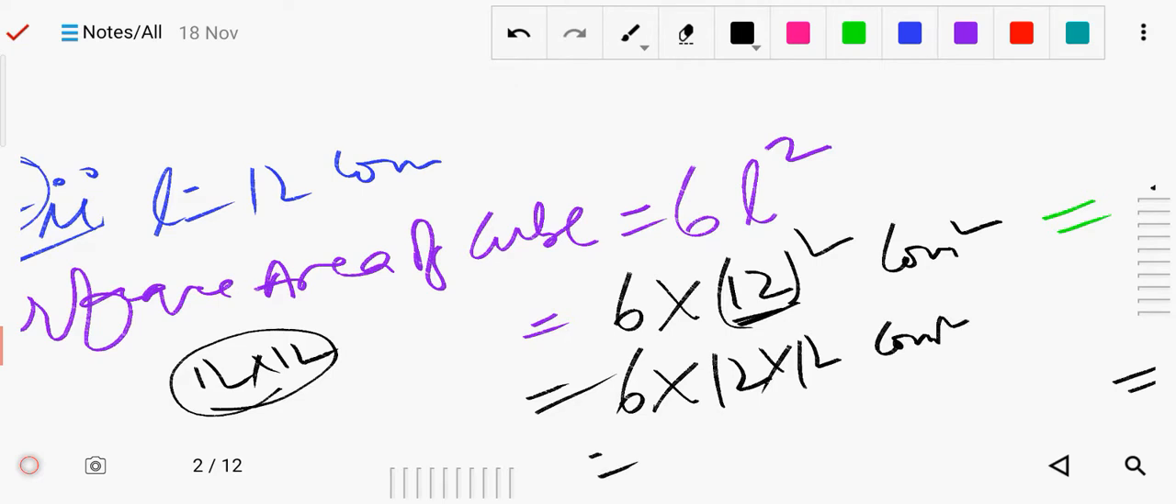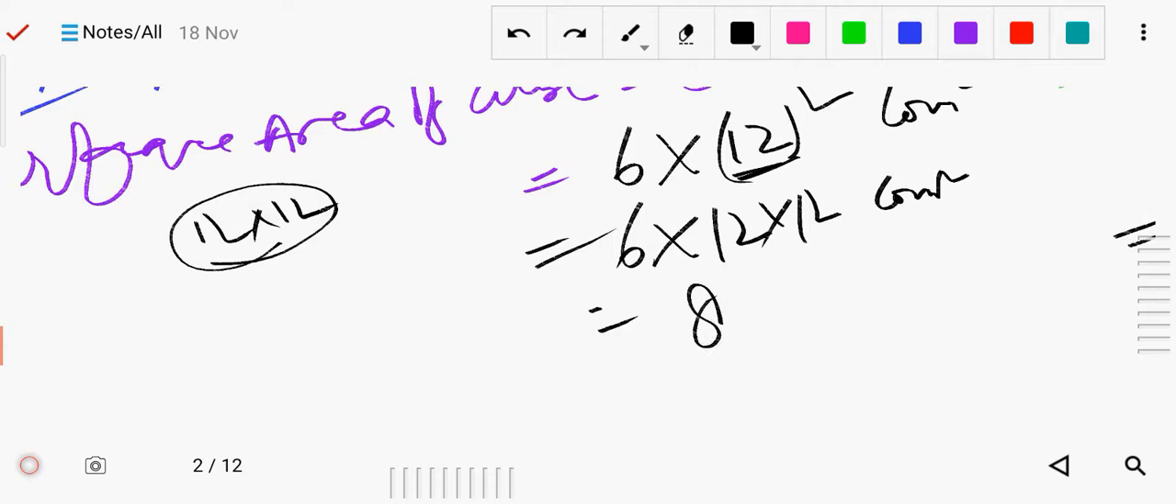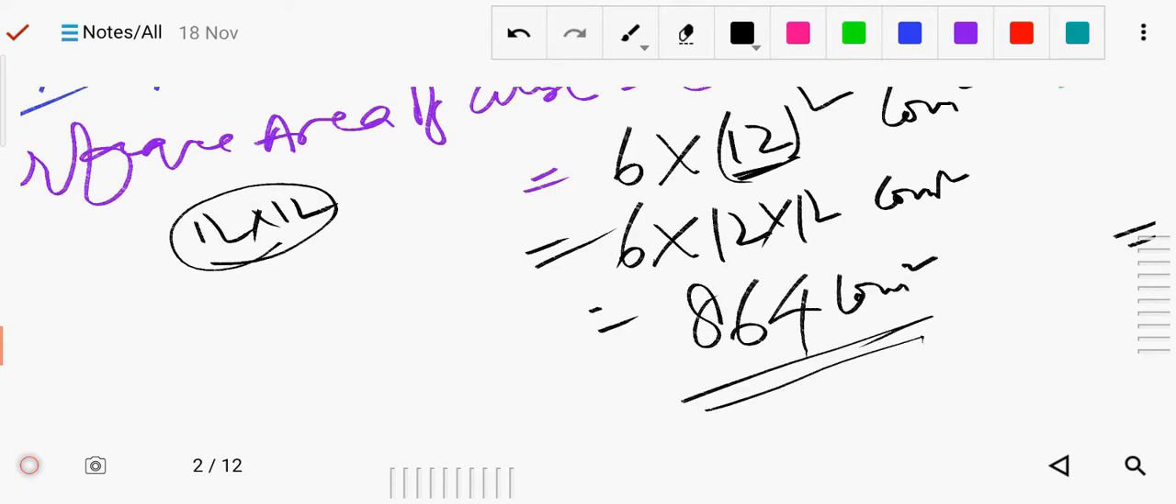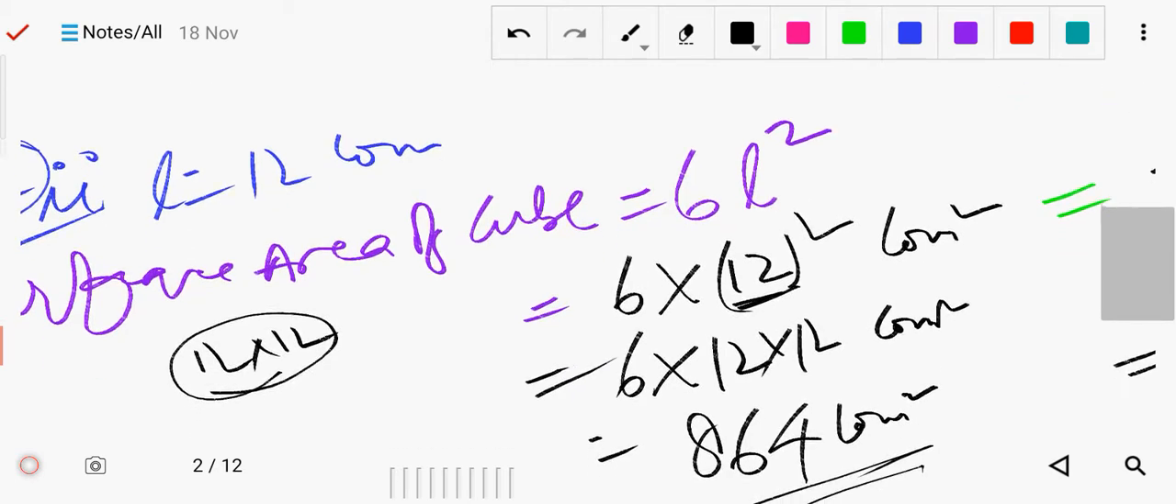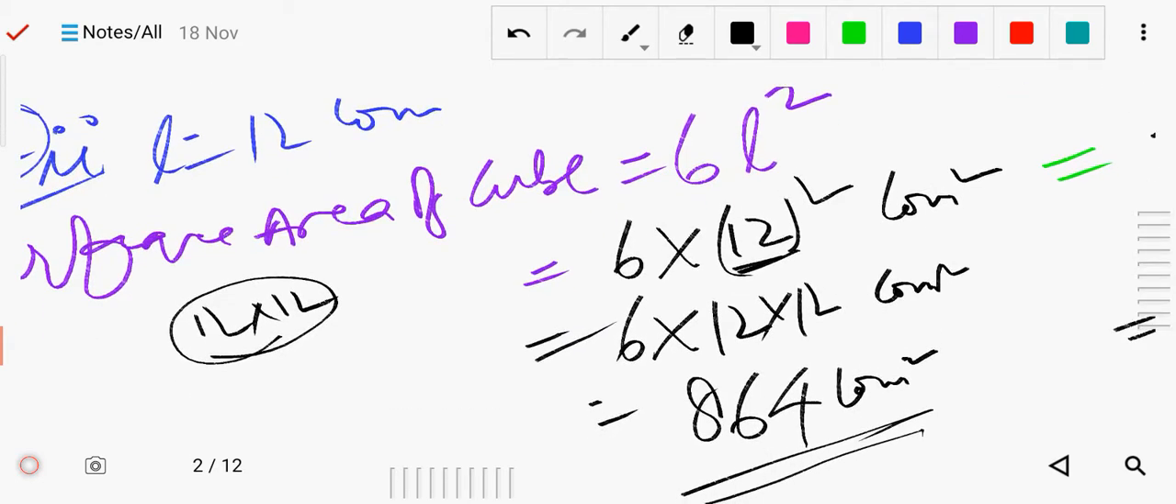So you can multiply it. 144 multiplied by 6 will be 864 centimeter square. So that's your answer. Simply, you have to write the formula, put in the value and solve.